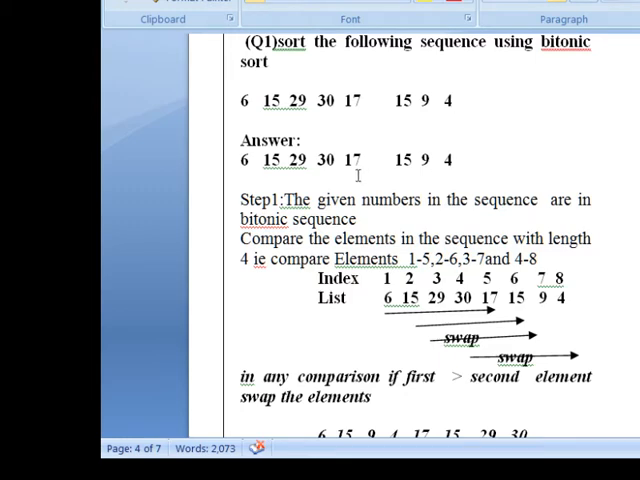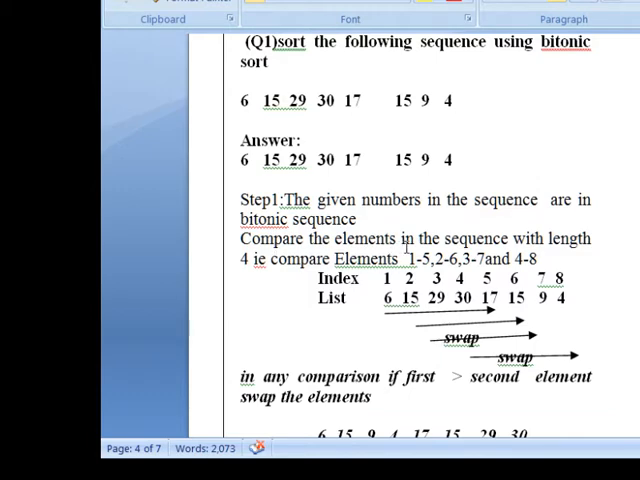So in the given list, up to 30 the numbers are in increasing order, and from 30 to 4 the numbers are in decreasing order. That means the numbers in the sequence are first in increasing order and then in decreasing order. So the given sequence is a Bitonic sequence, and you can directly apply the Bitonic sort.